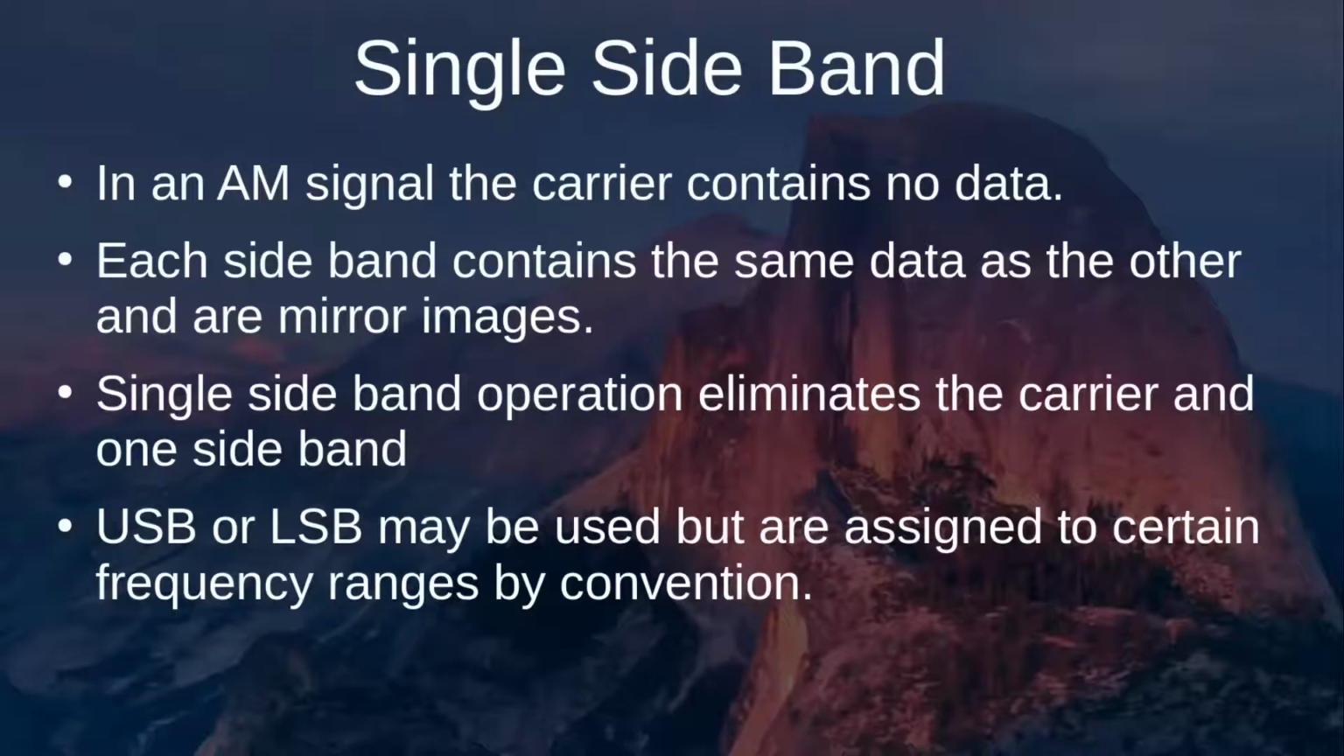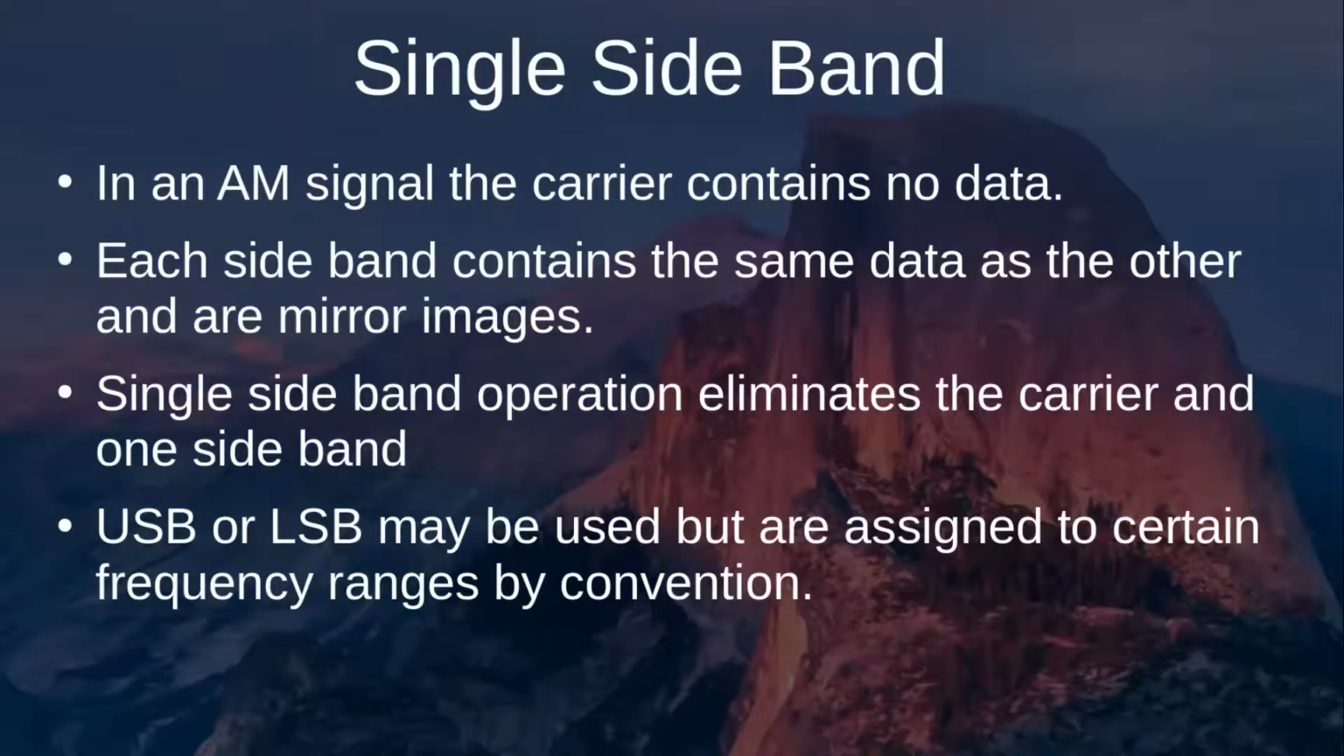In an AM signal, the carrier contains no data. Each sideband contains the same data as the other and they are mirror images, as we stated previously. Single sideband operation eliminates the carrier and one sideband. So as opposed to an AM signal, in single sideband you don't need the center carrier and you don't need either the upper sideband or the lower sideband. You're just going to choose one.